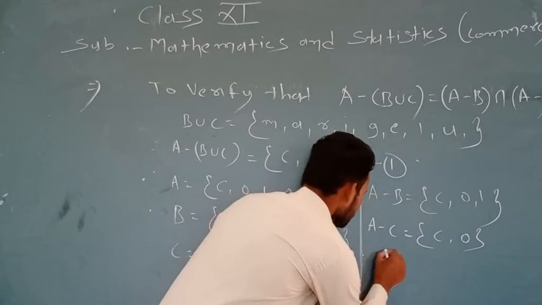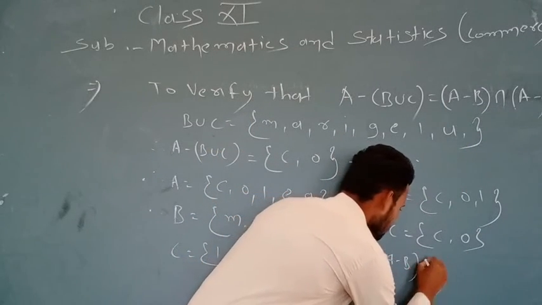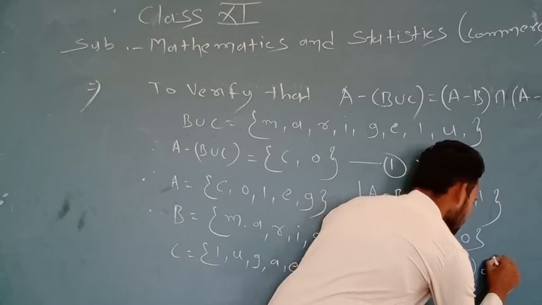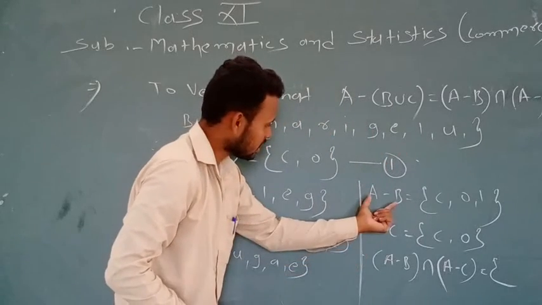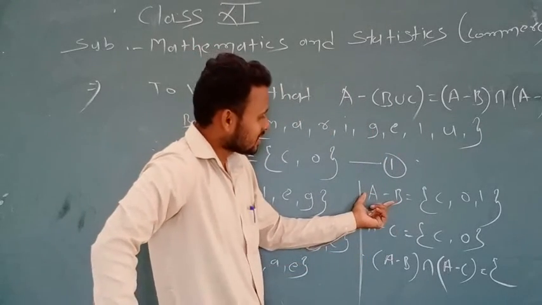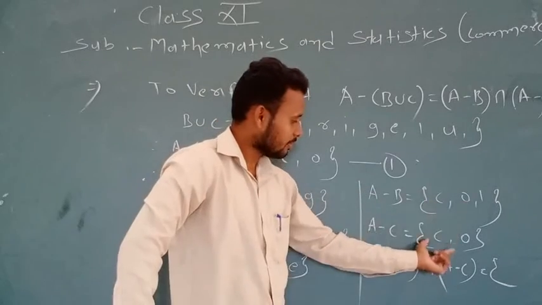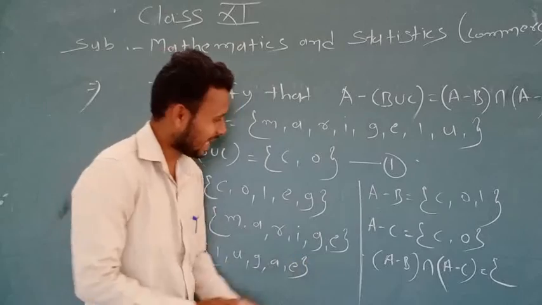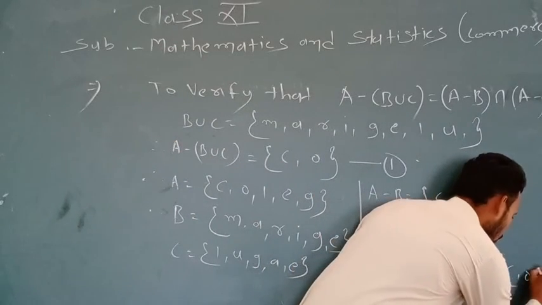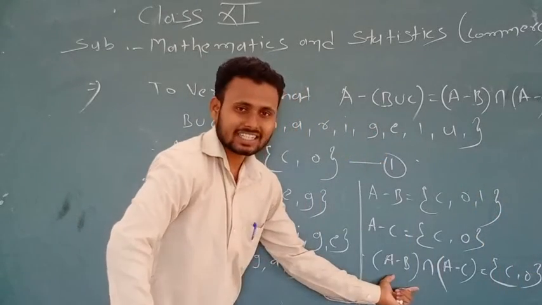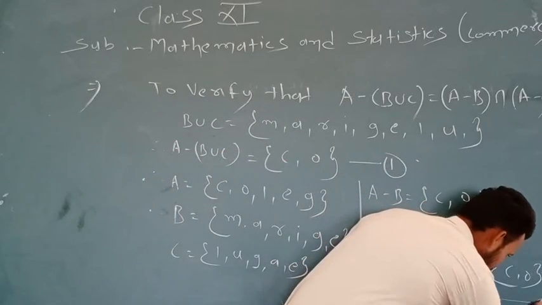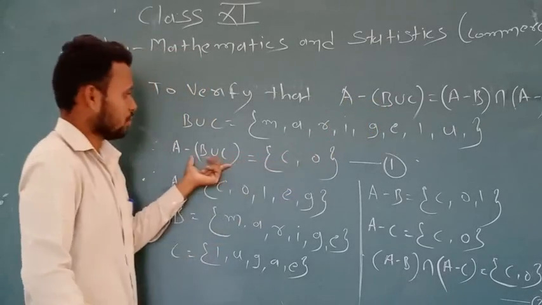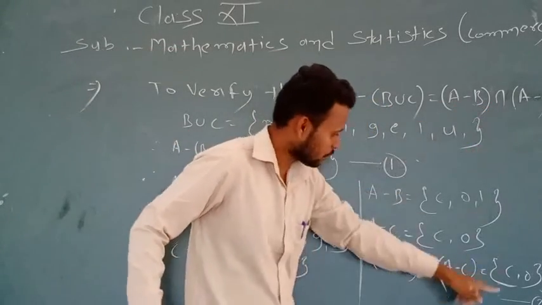Therefore next line A minus B intersection with A minus C, which is equal to set containing. Just take intersection of these two sets, and we know that intersection means what? Collect the common elements between these two sets. Here C, O, C, O, these two elements are common in that set. Therefore we write here C comma O. This we get as intersection of these two sets, and then we write equation number second. LHS find out केली equation number first. RHS find out केली equation number second.